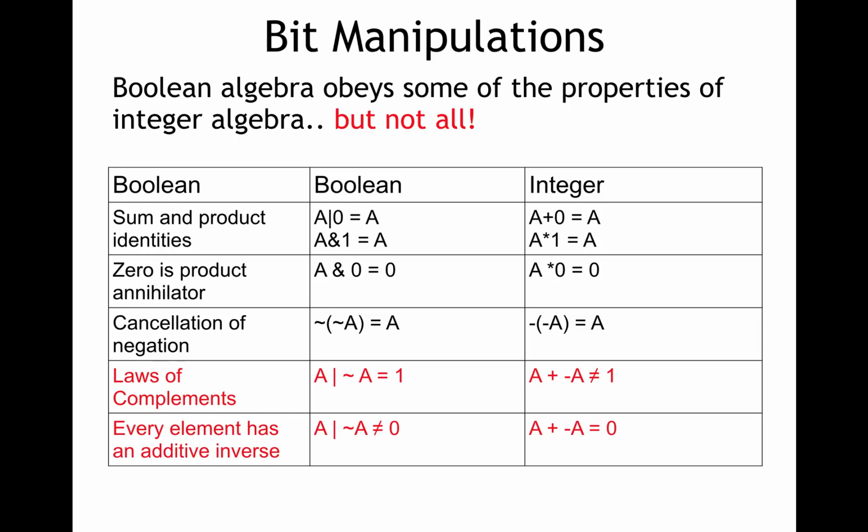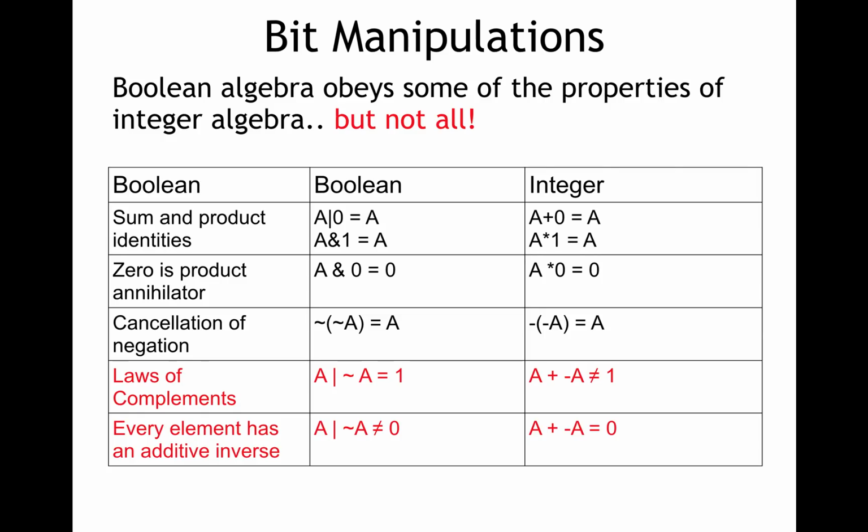Okay, but there are two properties it breaks. First, the law of complement. In integers, the sum of 1 and minus 1 is 0. But in Boolean algebra, A or A's complement, remember OR means sum, will give true, which equals 1, not 0.